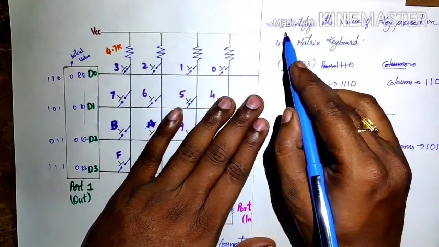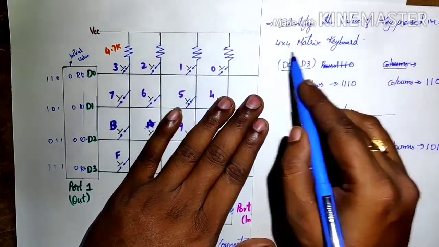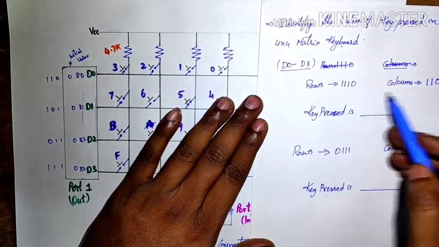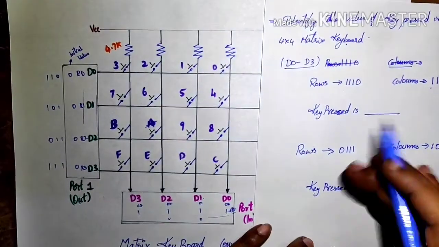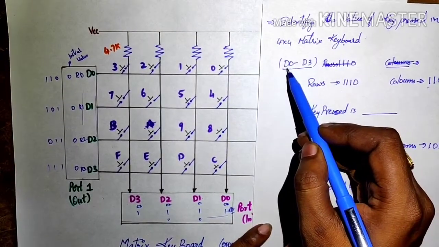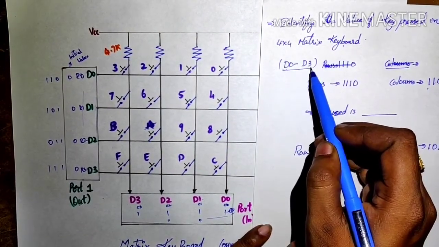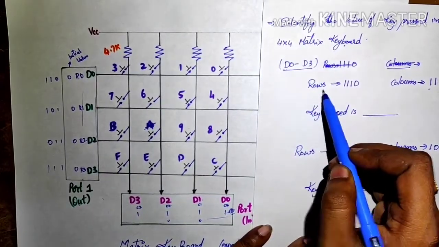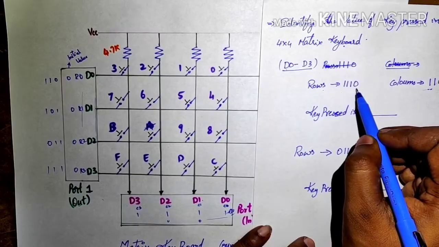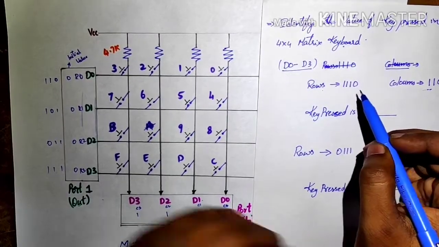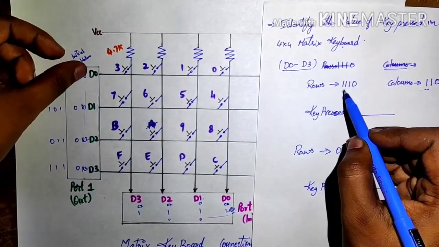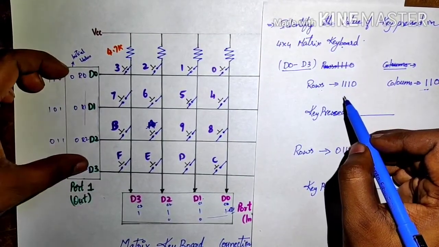Now we will see a couple of examples here. Identify the value of the key pressed in a 4x4 matrix keyboard by the given value of rows and columns. Here the values of rows and columns are given in the order D0 to D3. So 1 1 1 0, this is the value of rows, from D0 to D3.